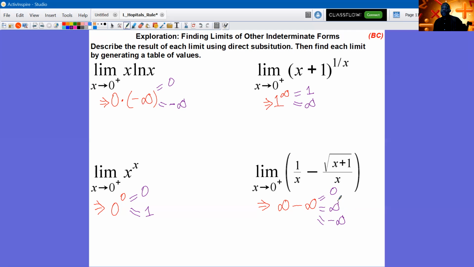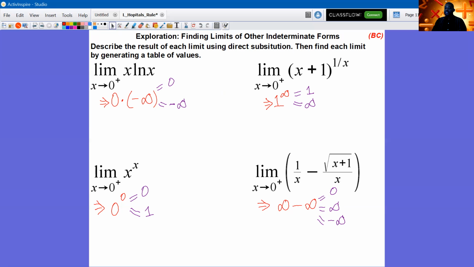So we have at least four additional indeterminate forms. Okay? And we'll talk about how to handle these in the next few examples. So now let's estimate the limits. So let's start with x natural log x.